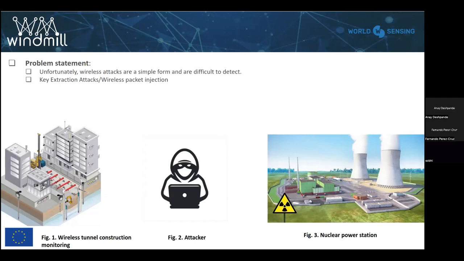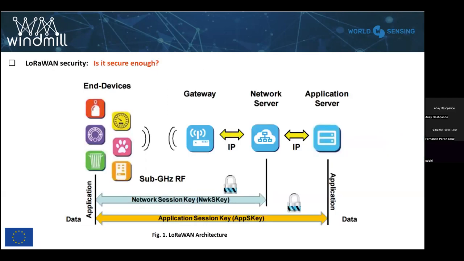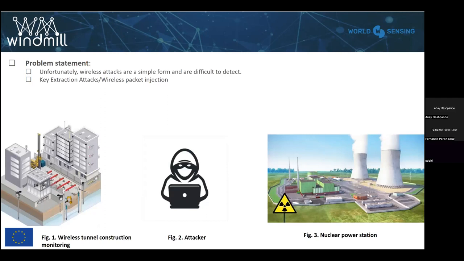Because the security in IoT in general is not so complex, even though we are implementing two keys, they are not so complex because of the constraints of IoT devices. For this reason, it will be easy for the attacker, after sniffing the traffic of a specific sensor, to implement, for example, key extraction attacks. After that, if I am the attacker, I will have both of the keys for the specific targeted sensor.